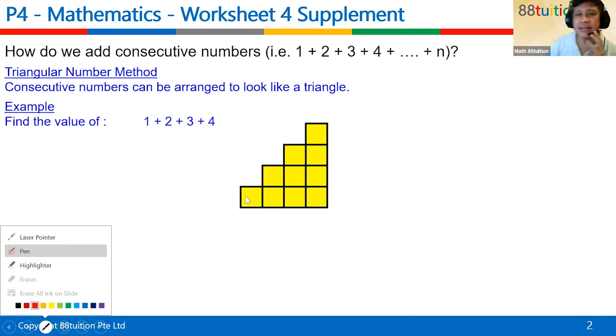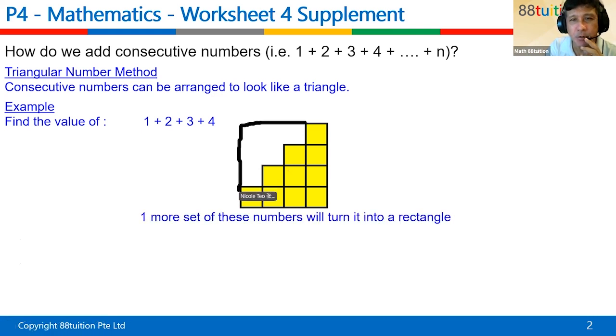Now, if I want it to look like a rectangle, I can put in one more set of 1, 2, 3, and 4. So I'm going to put another set in. Okay, one more set. No, Nicole, when you join it this way, you'll find that you end up with a square, right? A square will not give you 2 sets of 1, 2, 3, 4. When I need 2 sets of 1, 2, 3, 4, it will look like that.